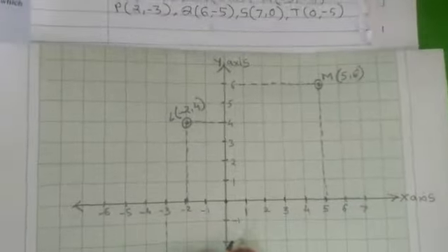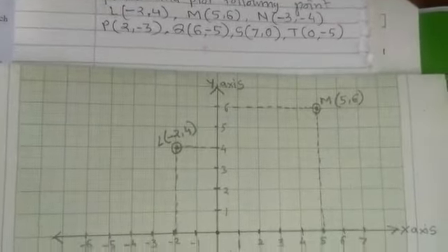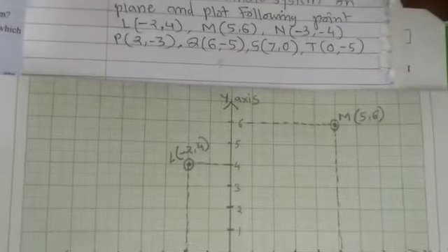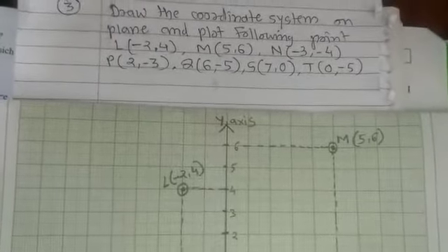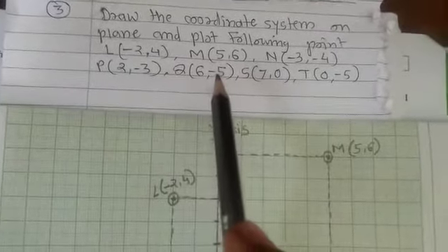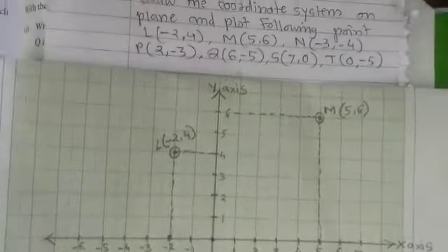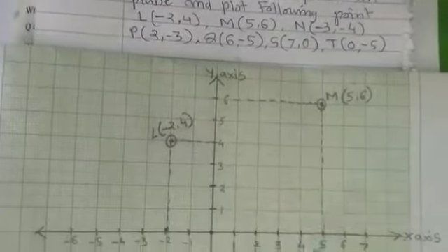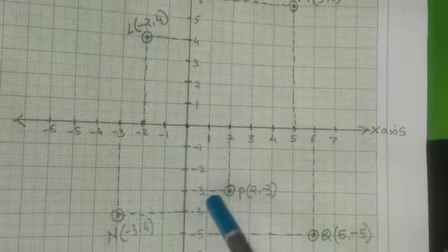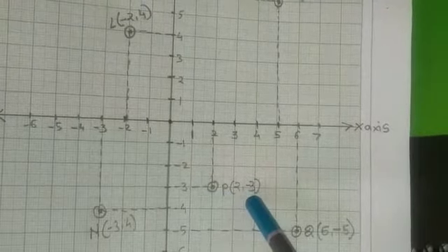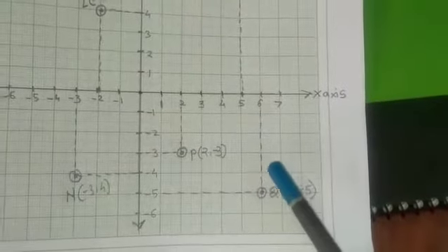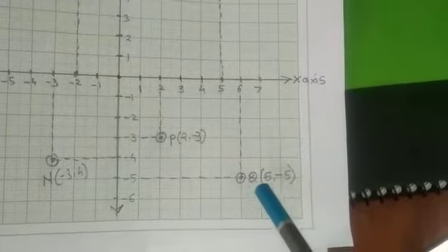Okay, so these are the points, like minus 3 comma 4. You want to draw point P 2 comma minus 3 and Q 6 comma minus 5. We plot point P 2 comma minus 3. See, on x axis 2 and on y axis minus 3, P 2 comma minus 3, and next point Q 6 comma minus 5. On x axis 6 and y axis minus 5. These are the point Q 6 comma minus 5.